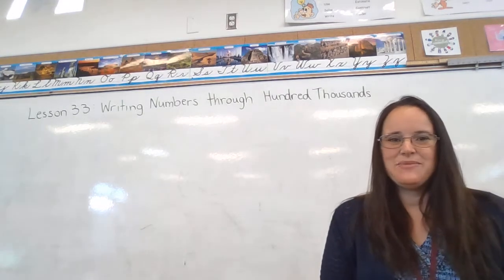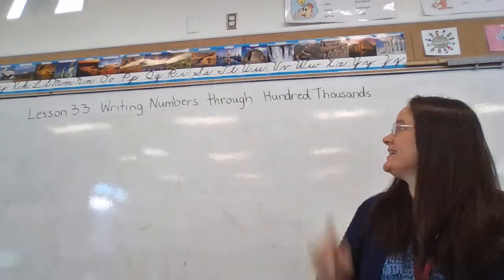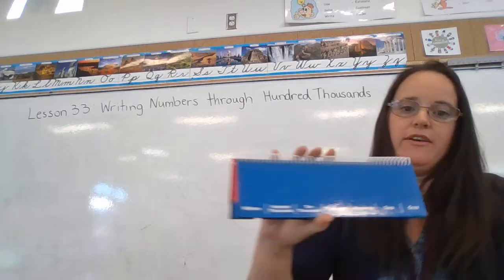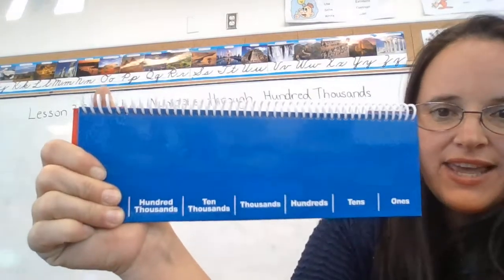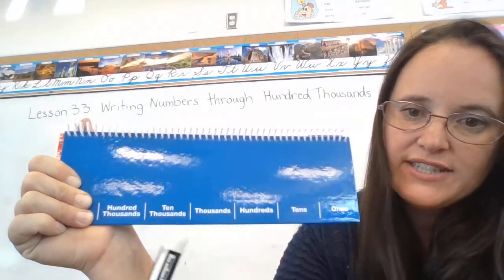Hi class, today we are in Saxon Book 4, Lesson 33, which is writing numbers through hundred thousands. So I have my handy dandy little flip book here. For today, we are going to ignore the millions, and these are all of our place values. So we've got our ones place, our tens, our hundreds, thousands, 10,000s, and 100,000s here.